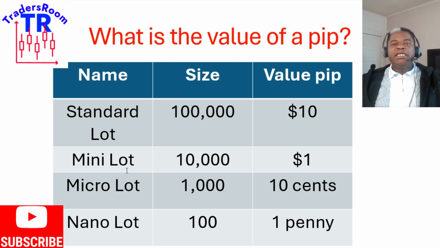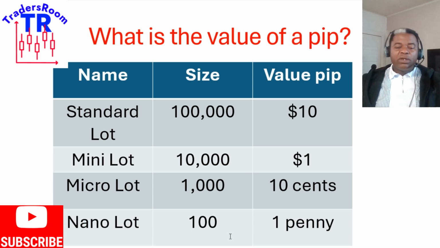The next one is the mini lot. The mini lot simply means that you have a 10,000 unit account. With that 10,000 unit account, you will be making $1 per pip. Each pip that you make, you will earn $1. Then the third one is the micro lot. The micro lot simply means that you are trading with 1,000 units of account. So 1,000 units of account means that you will be earning 10 cents in every pip that you make.